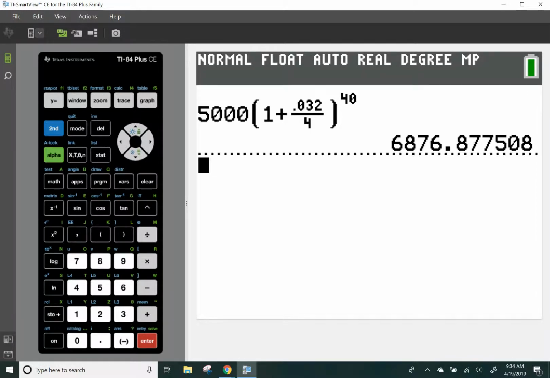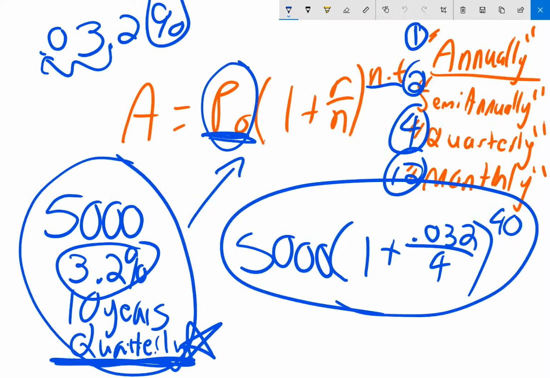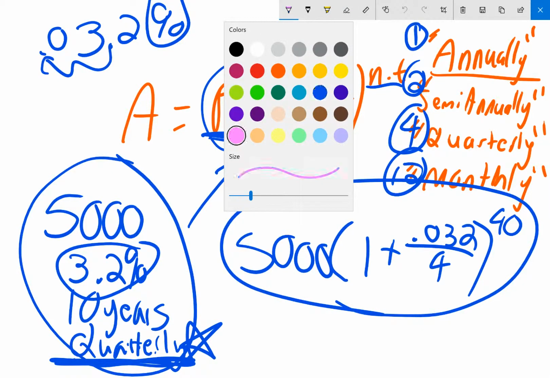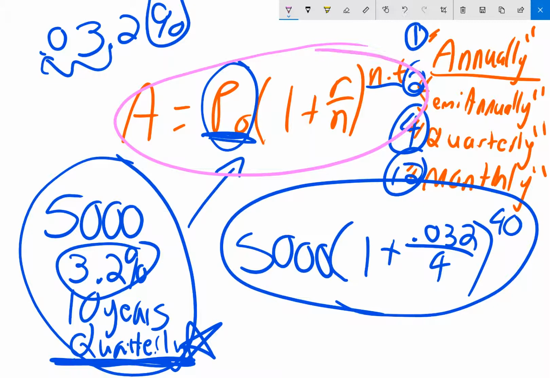Oh, that's not number 9. Number 10 is that question. Number 9, look at the difference in number 9. Number 9 says compounded continuously. So just keep in mind that this formula here, in pink, is used if it's compounded any of these times, any specific amount.